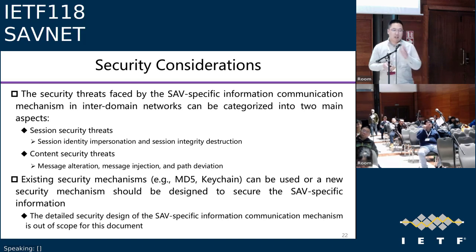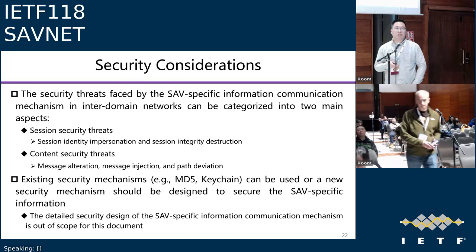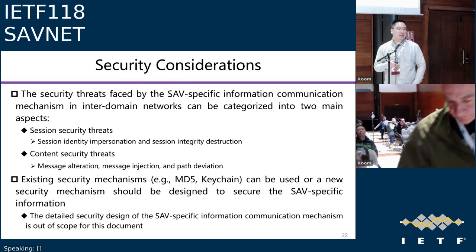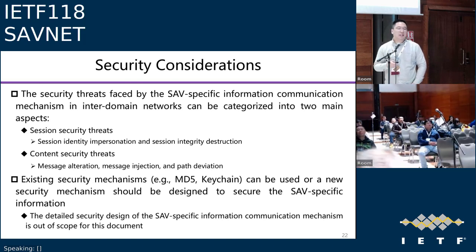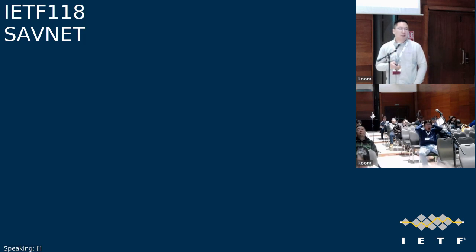Keep going. Thank you. In order to deal with existing security issues, existing secure mechanisms can be used, or a new security mechanism should be designed to secure the subspecific information. Yes, the security design of the subspecific information communication mechanism is out of scope for this document. Okay, finally, the summary.